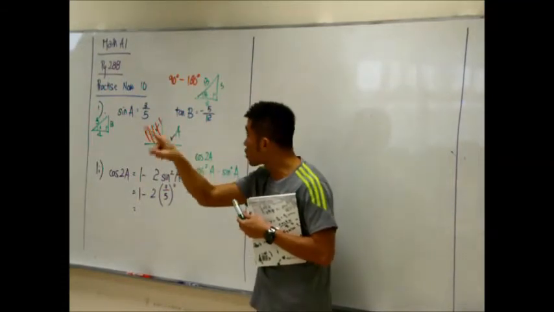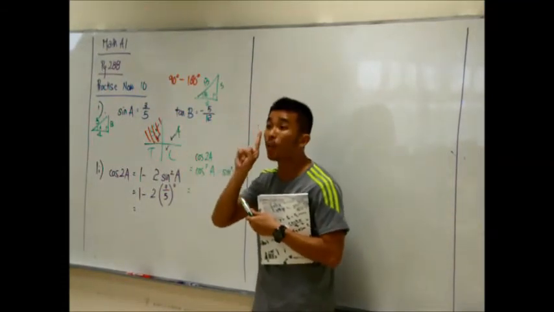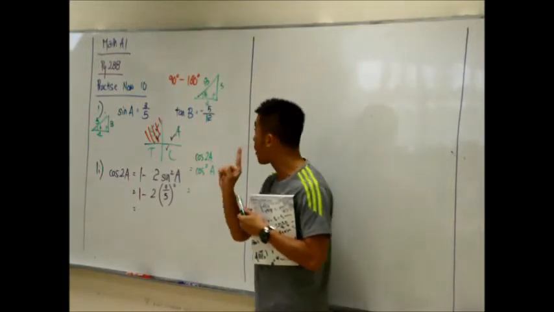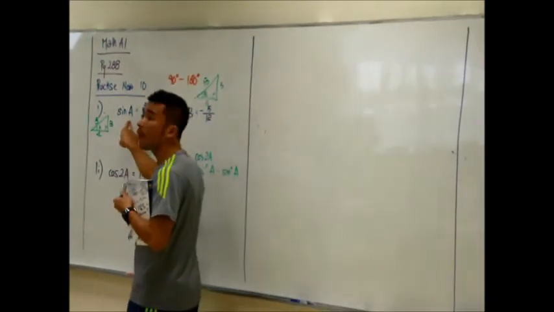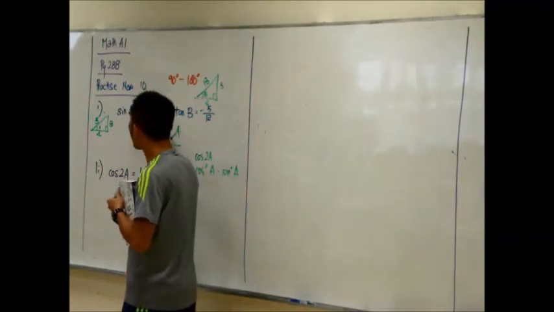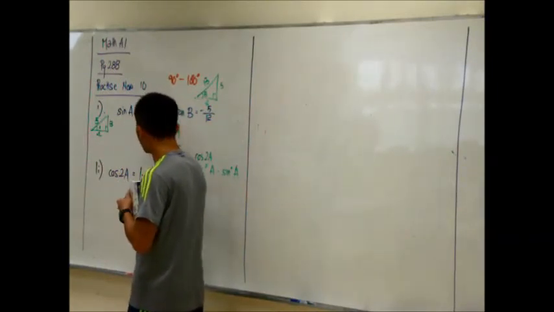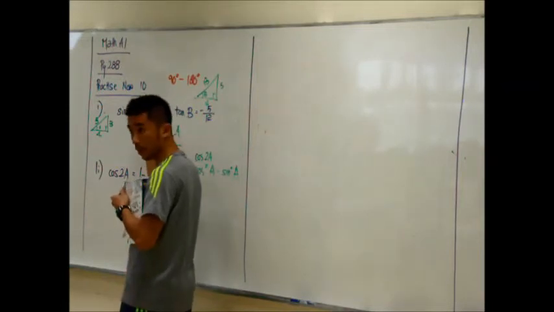Now, like what Melissa just mentioned, you have to decide which quadrant it is in, so that whether it's going to be positive or negative. Take a look over here for angle A. Sine A is 3 over 5 because it's in the second quadrant. Anything in the second quadrant for sine will always be positive.